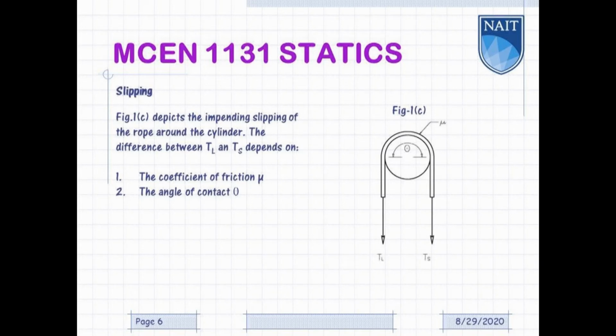Figure 1c depicts the impending slipping of the rope around the cylinder. The difference between TL and TS depends on two things. 1. The coefficient of friction, mu, and 2. The angle of contact, theta.